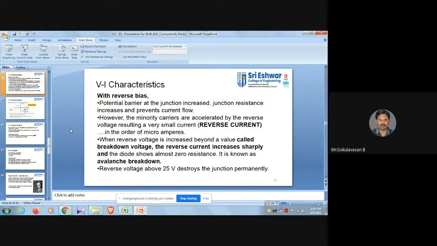However, the minority carriers are accelerated back by the reverse voltage, resulting in a very small current. We call it reverse current, which is in the order of microamps. When reverse voltage is increased beyond a value called breakdown voltage, the reverse current increases sharply and the diode shows almost zero resistance. Zero resistance means current will be very, very high. We call it avalanche breakdown. So if I apply reverse voltage above 25 volt, it will definitely damage the junction. So beyond 25 volt, we should not increase the reverse voltage.